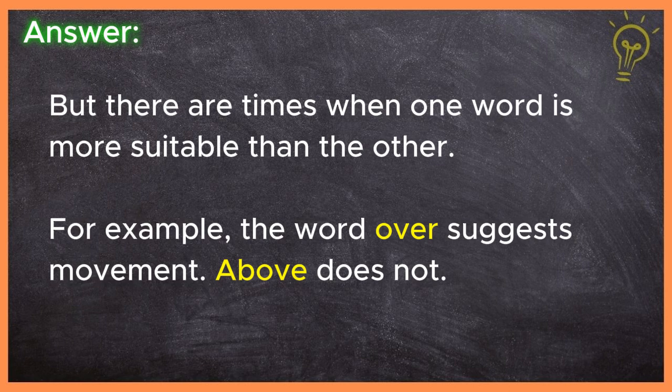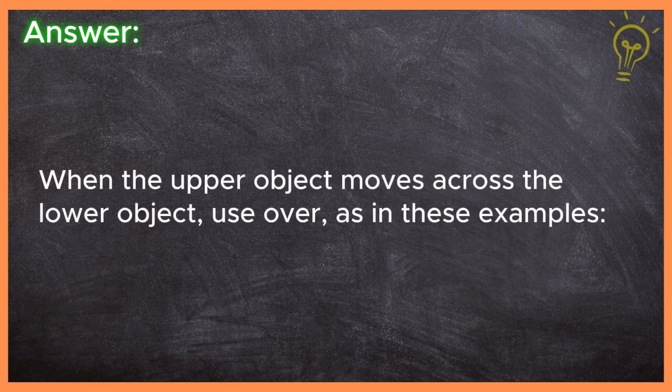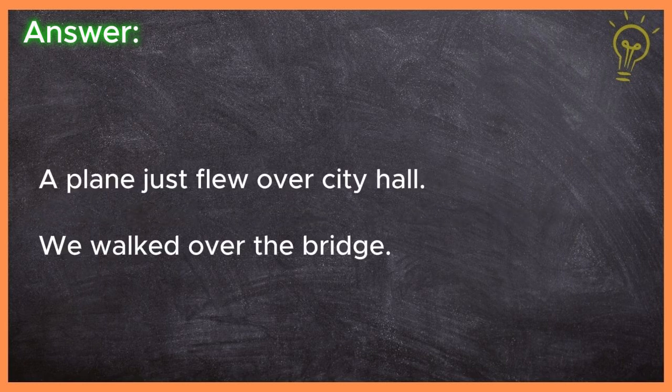For example, the word over suggests movement. Above does not. When the upper object moves across the lower object, use over as in these examples. A plane just flew over City Hall. We walked over the bridge.